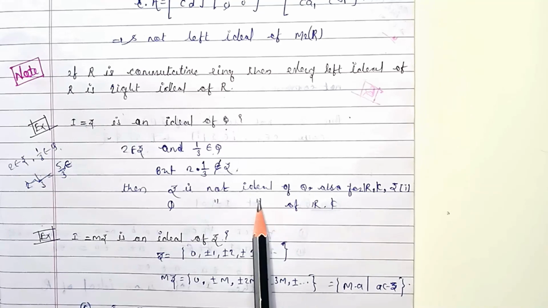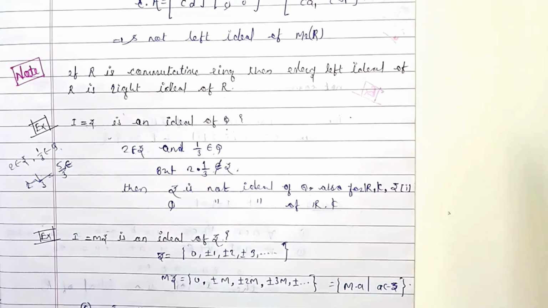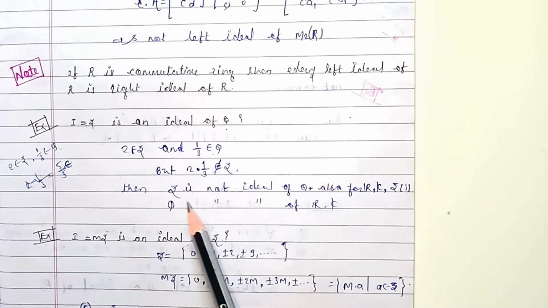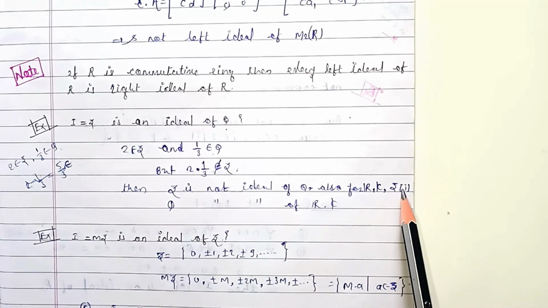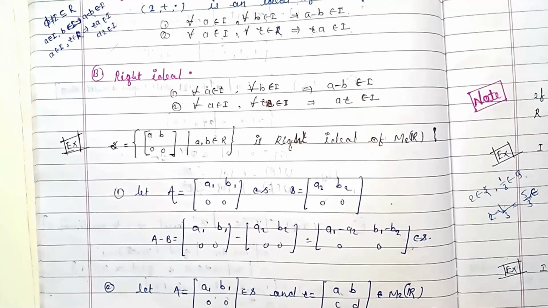So Z is not an ideal of Q, and likewise not of R or the complex numbers. Similarly, you have to try it for Q. This one is only for today's lecture.